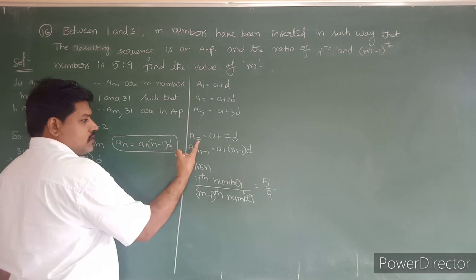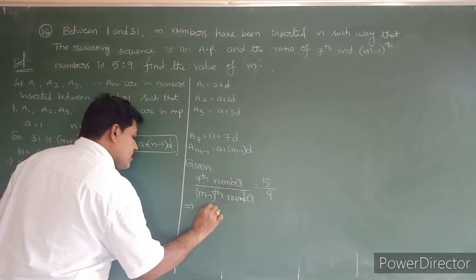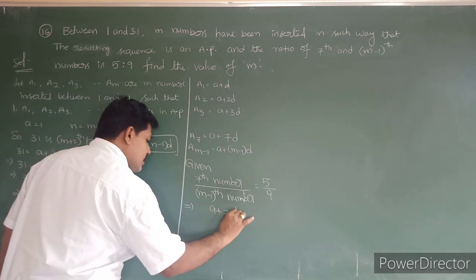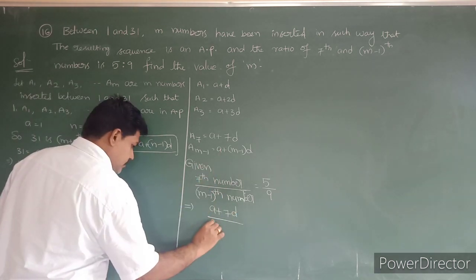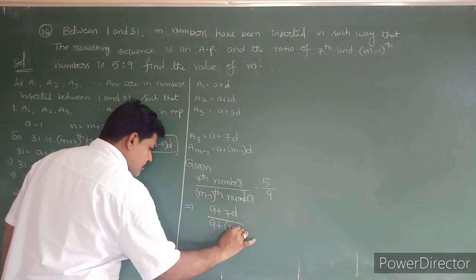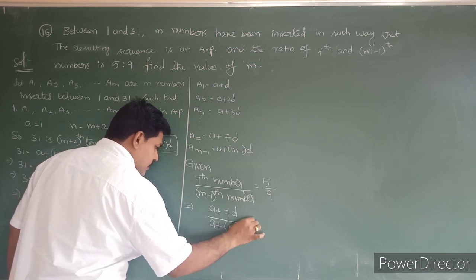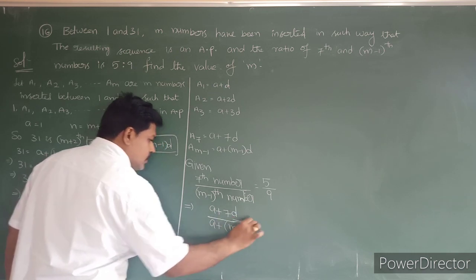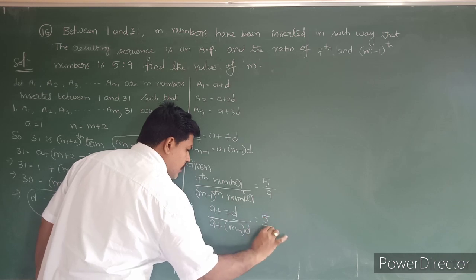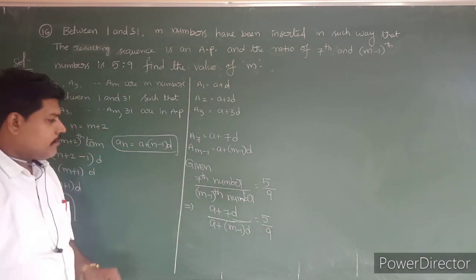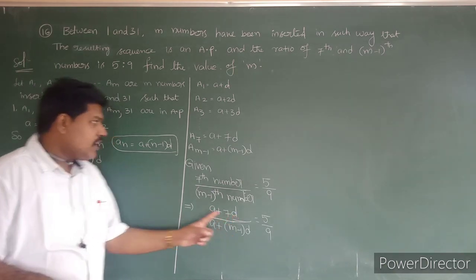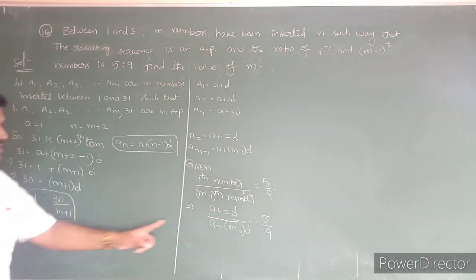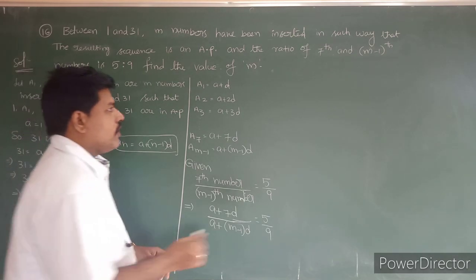What is the seventh number? The seventh number is a plus 7d, divided by the (m minus 1)th number, a plus (m minus 1) into d, is equal to 5 by 9. So observe that the a value is 1, and the d value you already calculated is 30 by (m plus 1). Just replace the values here. What will we get?